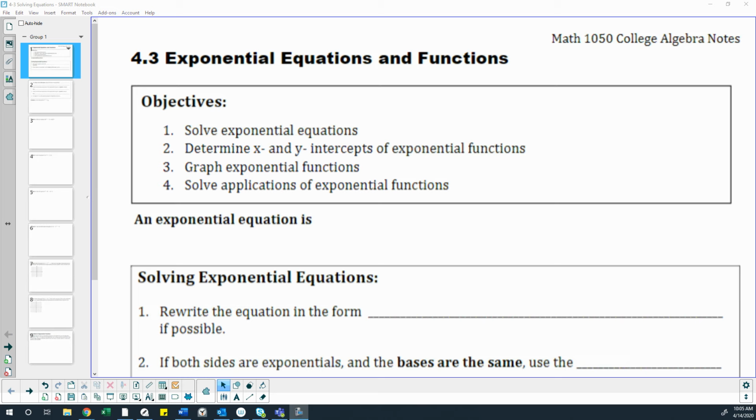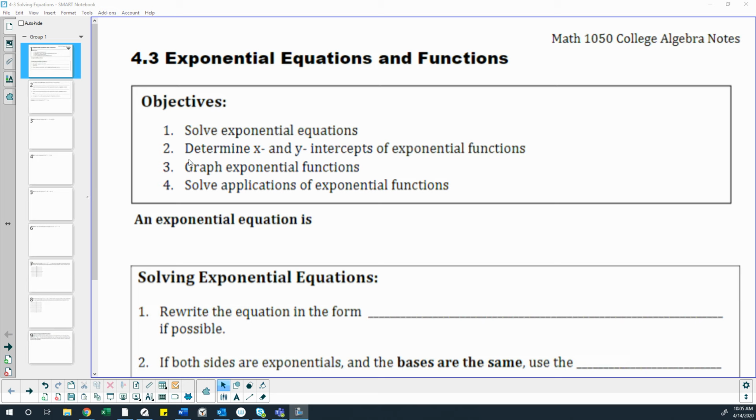Section 4.3, exponential equations and functions. So we're going to be learning about how to solve exponential equations. We've already done a little bit of that in this chapter, so you'll see some of the same things we've learned before. And then we're going to learn how to find x and y intercepts and graph the functions and solve applications.